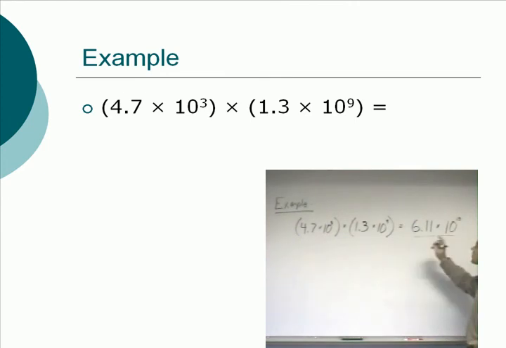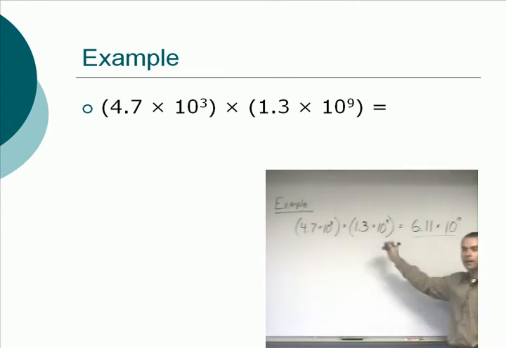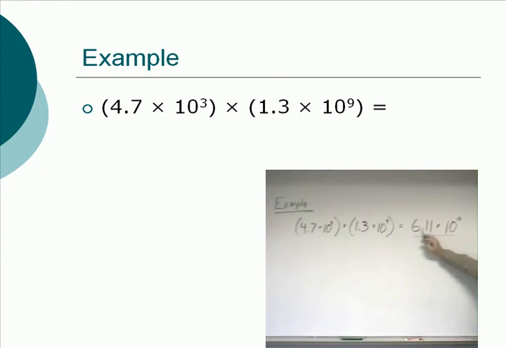You're done. The powers of 10 don't have to match, but the likelihood of getting a product here that's larger than 10 is very high. So you will frequently have to take this coefficient and change it so that it's between 1 and 10. In this example, it worked out nicely.